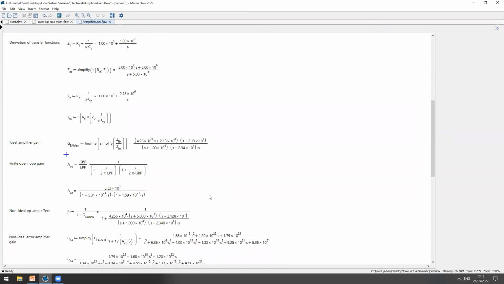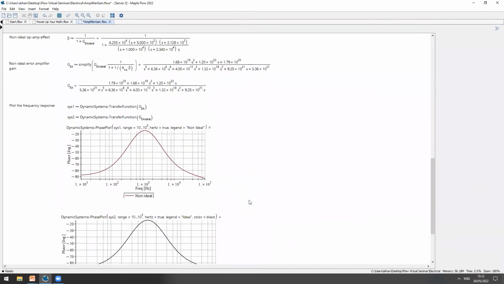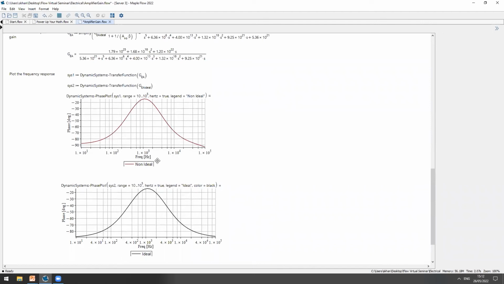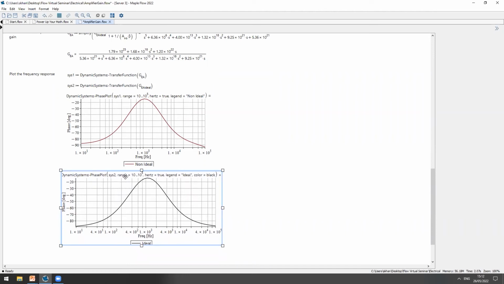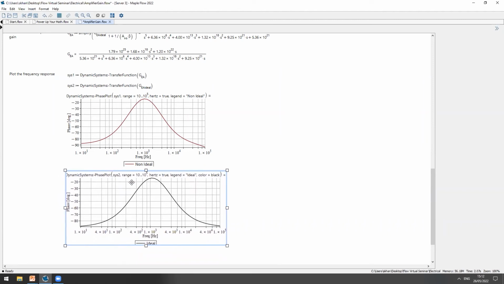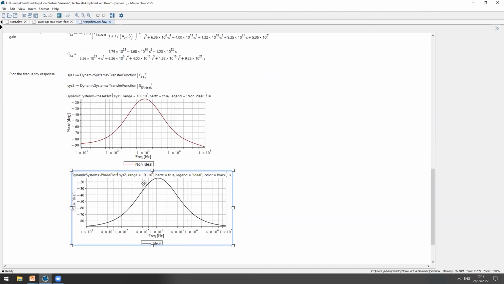So I carry on, I calculate the non-ideal amplifier gain, and then I plot the frequency response of both the non-ideal and the ideal response. I have two phase plots here, created with tools from the Dynamic Systems package. Of course, if I want a more meaningful comparison of both the non-ideal and the ideal response, what I really should do is plot one plot on top of the other. I can do that easily.